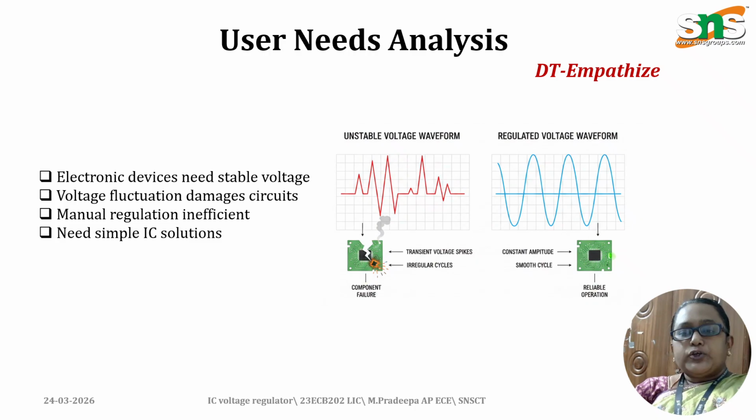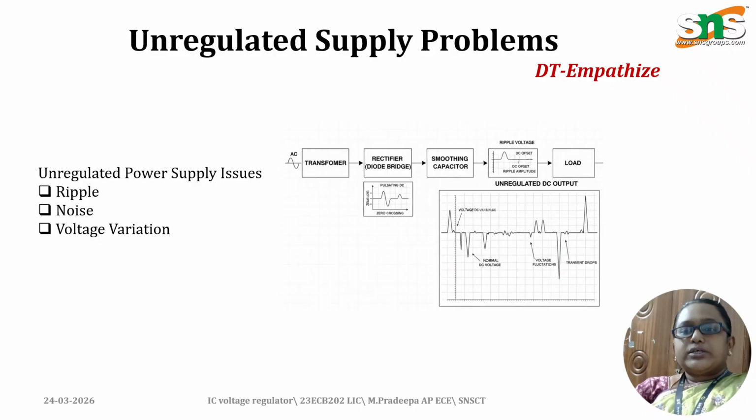So here we first do the user need analysis, where we look at the electronic devices we normally use in the laboratories, that is the digital storage oscilloscope, or DSO, or the CRO, cathode ray oscilloscope, which gives the waveform based upon the given input and output. So it is highly dependent upon the given ICs. So how the unregulated power supply problems get explained with the help of the above block diagram.